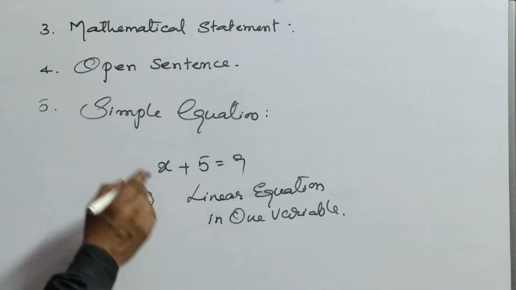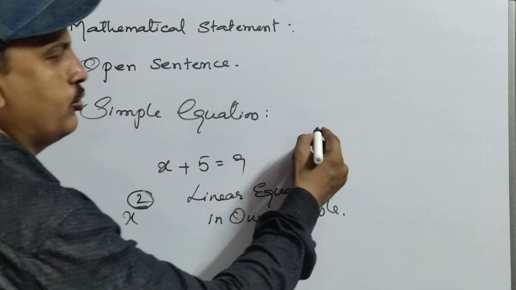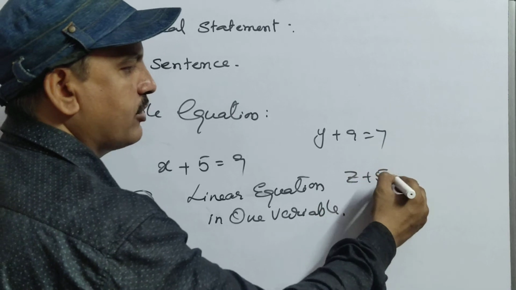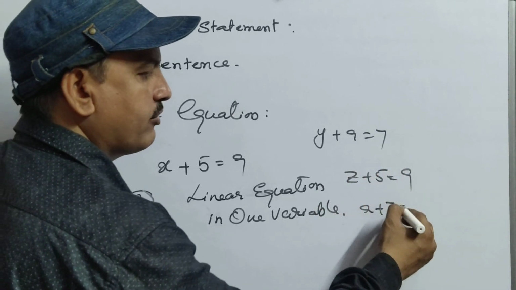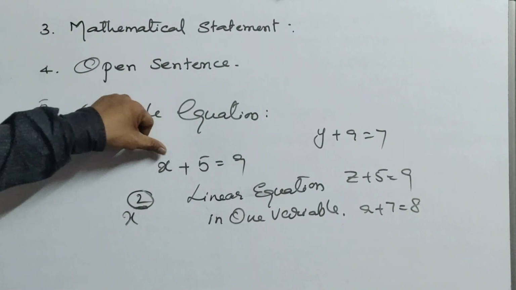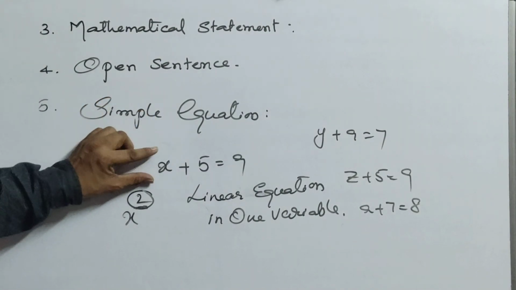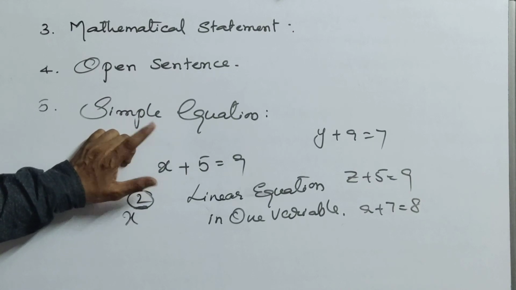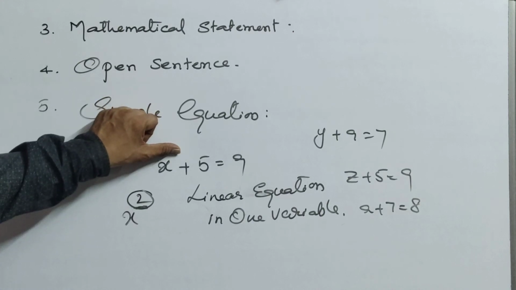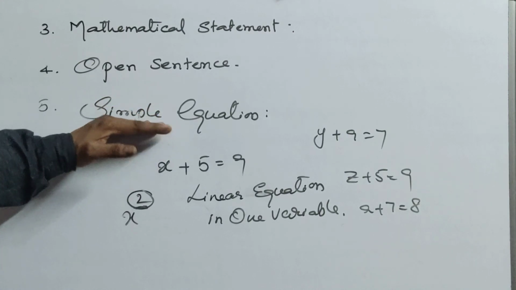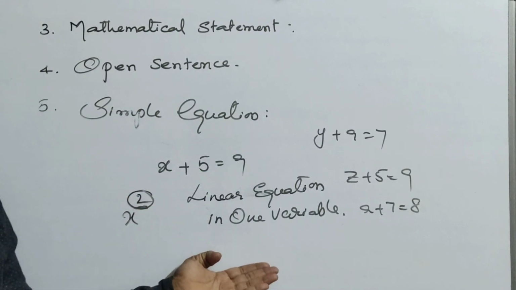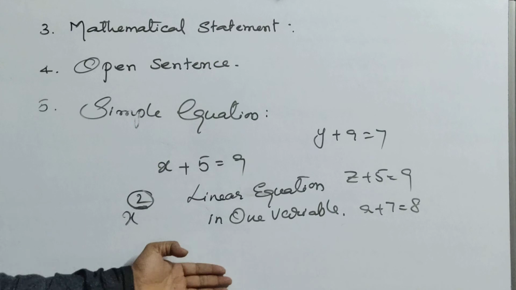You will observe everywhere, not only x, children, you may get y plus 9 equal to 7, z plus 5 equals 9, a plus 7 equals 8, any variables. That means the degree should be 1, and you should have only one variable. Such types of equations are called simple equations, also called linear equations in one variable.